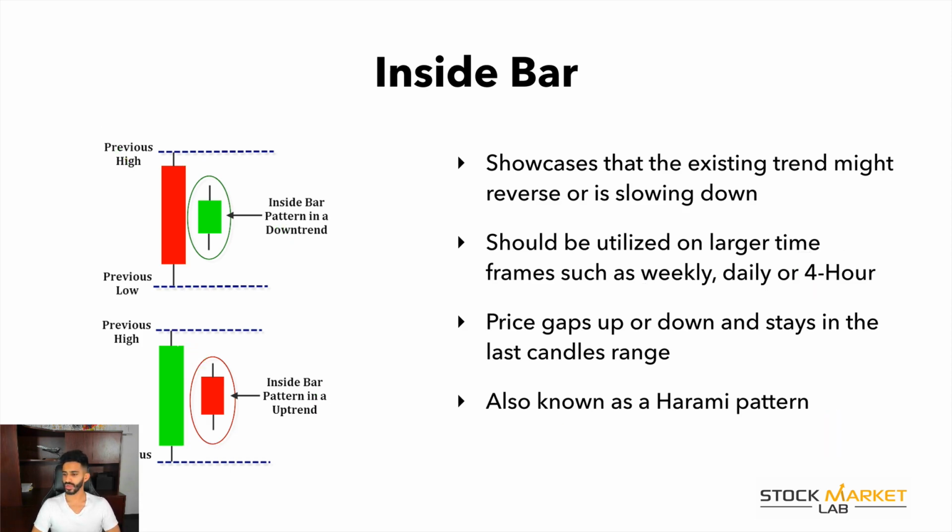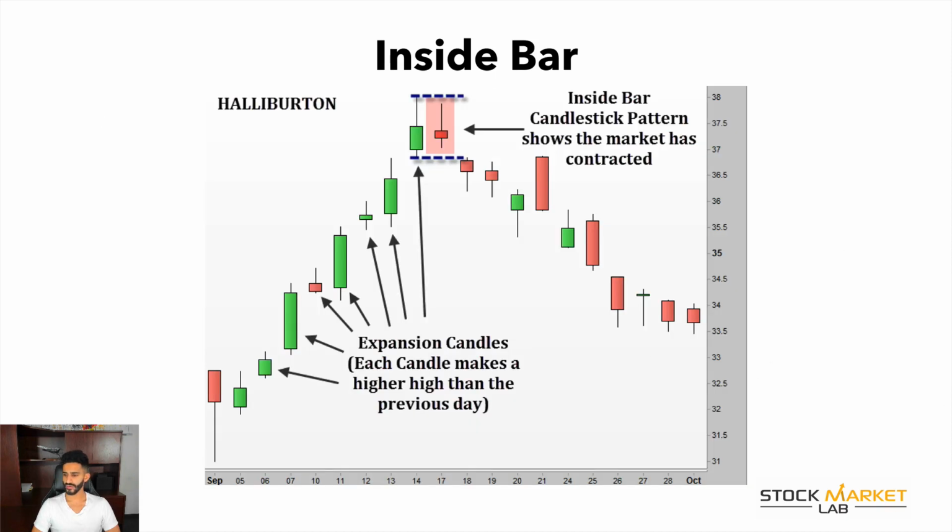So I'll show you what is happening here. If you look right here, you can see expansion candles. Each candle makes a higher high and is going very, very high, right? It's showcasing a strong trend, a strong price formation. What happens right here? Stock gaps down, right? And shows that the market has contracted, right? That the market is slowing down.